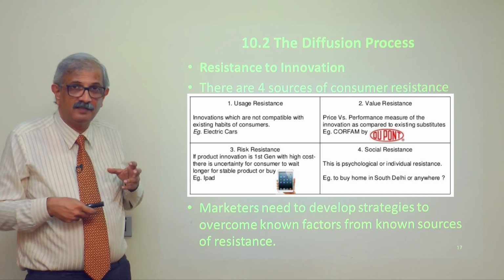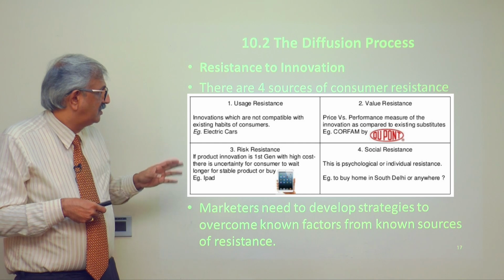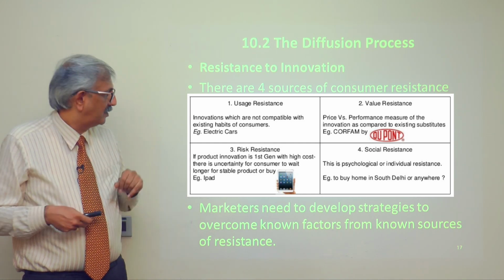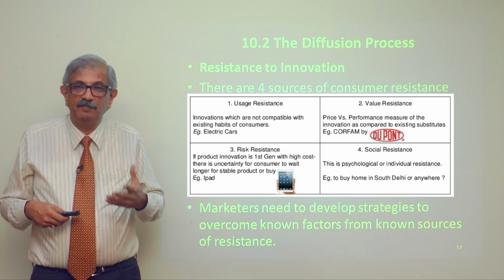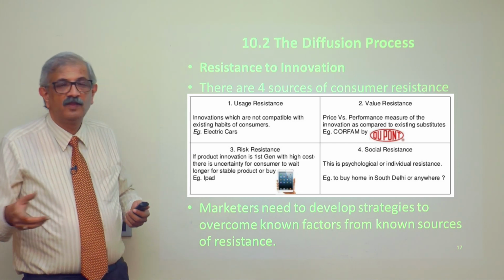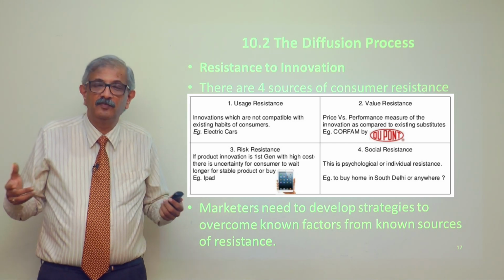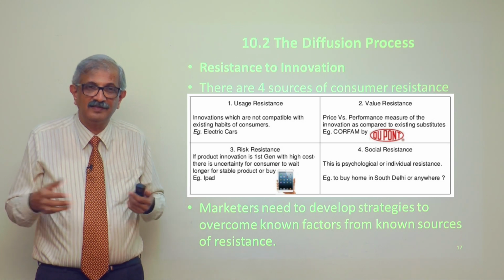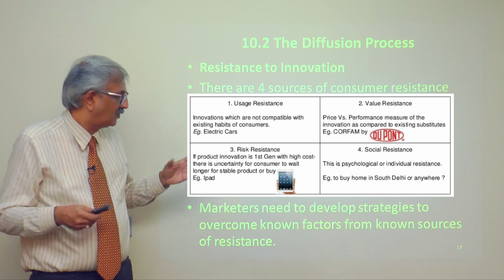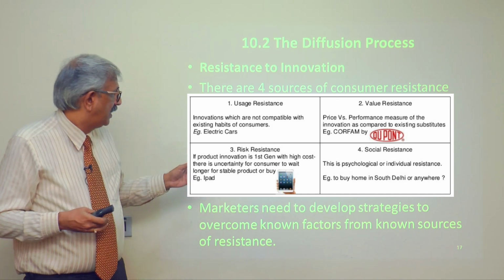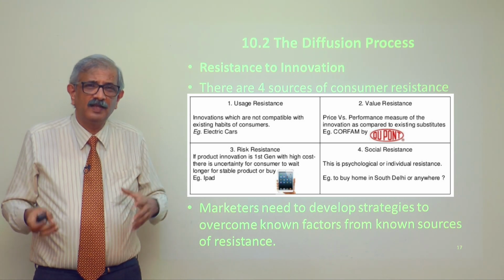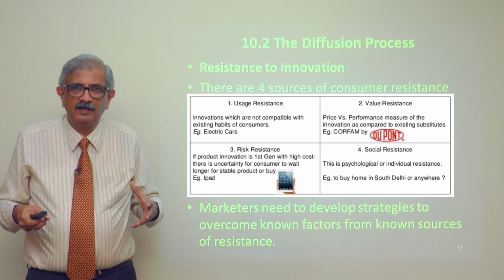Third is risk resistance. If a product innovation is first generation with high cost, there is uncertainty, and consumers wait longer for a stable product before buying. For example, when the iPad came, there was risk resistance: will it work? Will it succeed? Will it be compatible with other devices? That led to risk resistance. It was high cost when it came in, and consumers were uncertain about it. So there are some who got in, and some who waited longer than required.